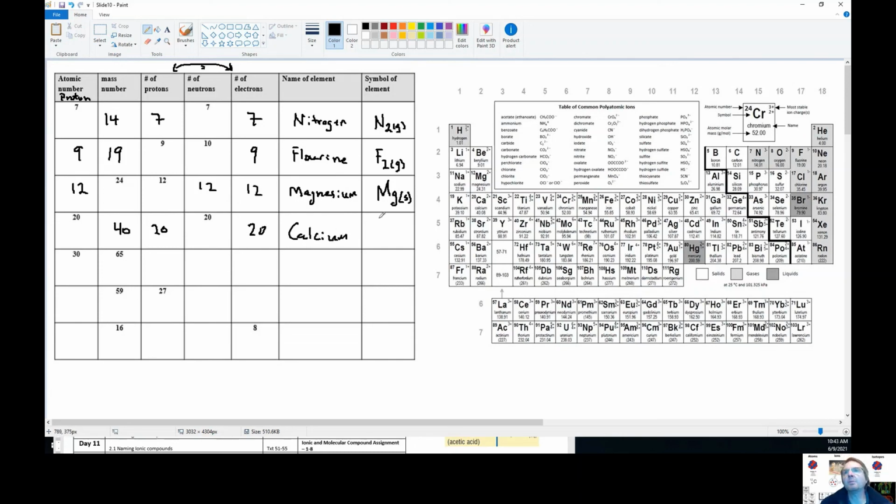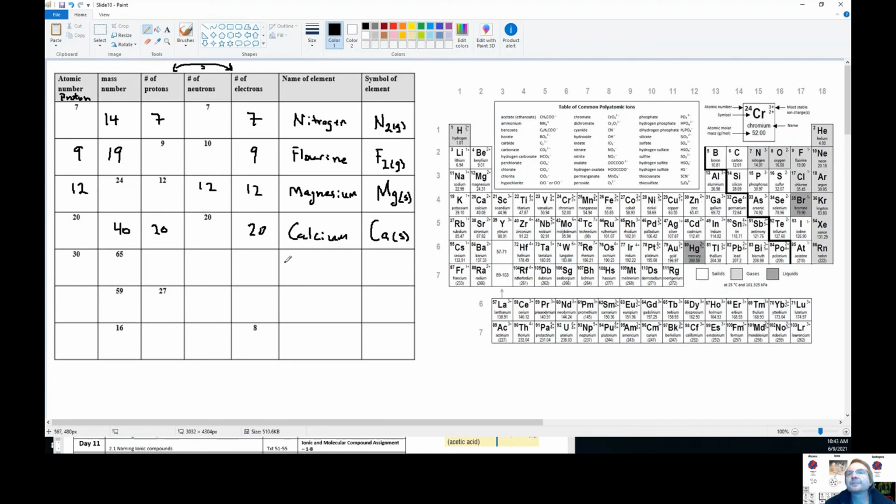Calcium is a metal. All metals are monatomic. Ca, solid, one atom. They're not diatomic like nitrogen and fluorine. Okay, atomic number 30. Find that. Looking for number 30 on our periodic table. Well, there's number 1, there's number 2, there's number 3. Let's find number 30.